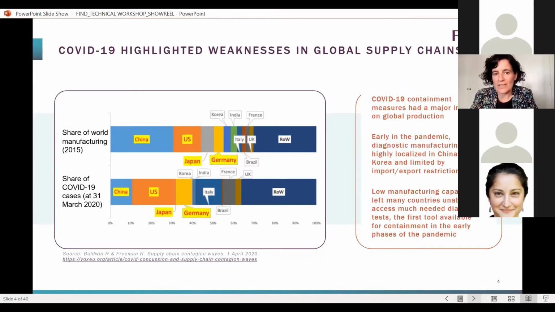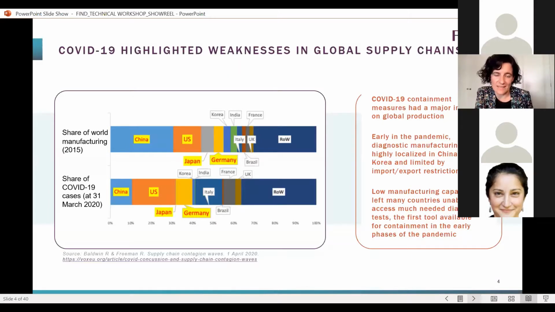What we saw very early in the pandemic is that the containment measures that countries imposed were affecting major global production, having an impact on all countries globally. If we did this snapshot along the months, other major manufacturers like the US or Germany would impose their own import-export restrictions, essentially affecting global supply, and many other countries imposed nationalistic policies. Ultimately, what happened is that the low manufacturing capacity countries were unable to access those much needed diagnostic tests.